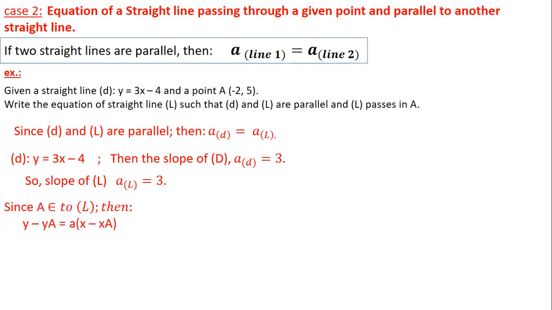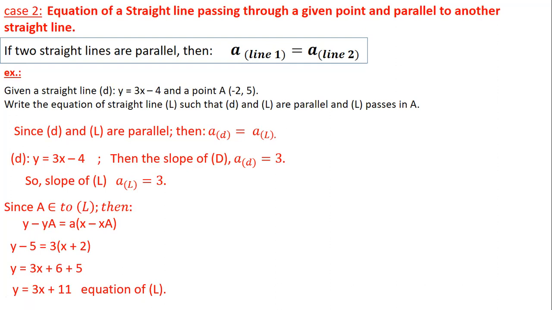Then Y minus YA equals slope into X minus XA. Now I replace the coordinates of A here and the slope, which is 3. So Y minus 5 equals 3 into X plus 2. Then Y is equal to 3x plus 6, and minus 5 is taken to the other side. So Y equals 3x plus 11. This is the equation of straight line L. As you can see, the slope here is equal to the slope of straight line D.